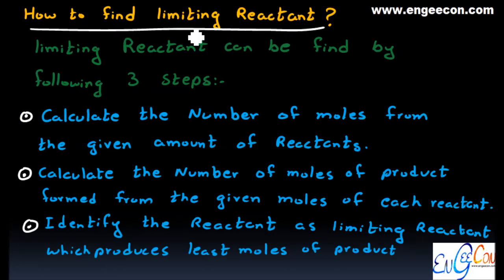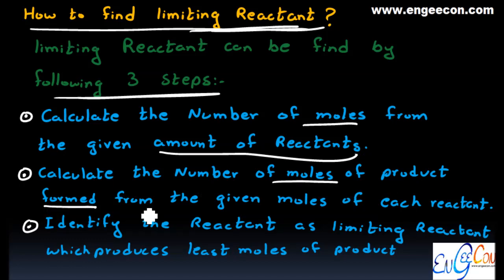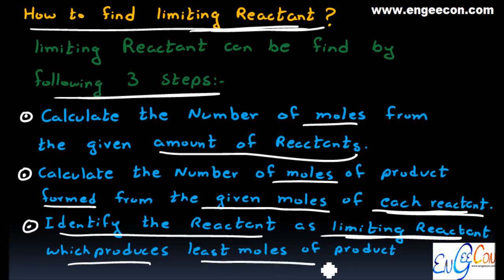How to find the limiting reactant? The limiting reactant can be found by the following 3 steps. Calculate the number of moles from the given amount of reactants. Then calculate the number of moles of product formed from the given moles of each reactant, and then identify the reactant which produces the least moles of product as the limiting reactant. This can be made clearer with the next example.